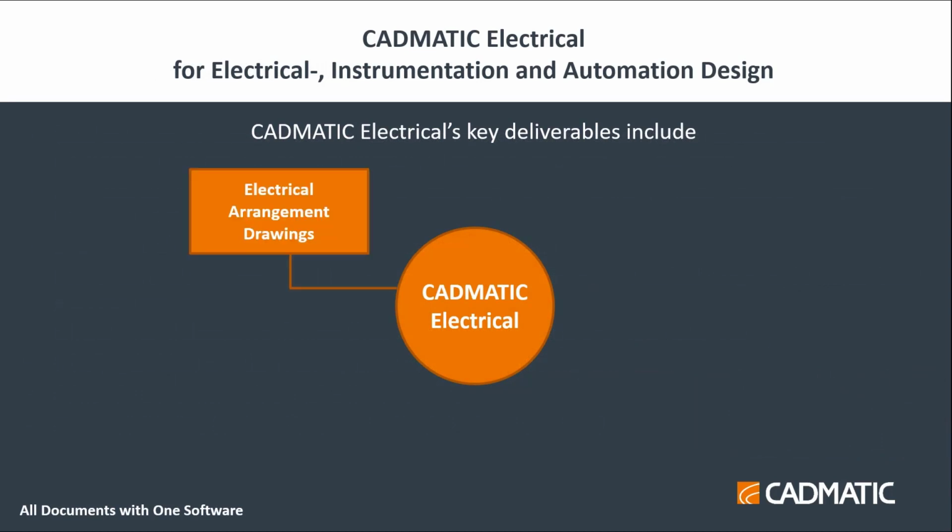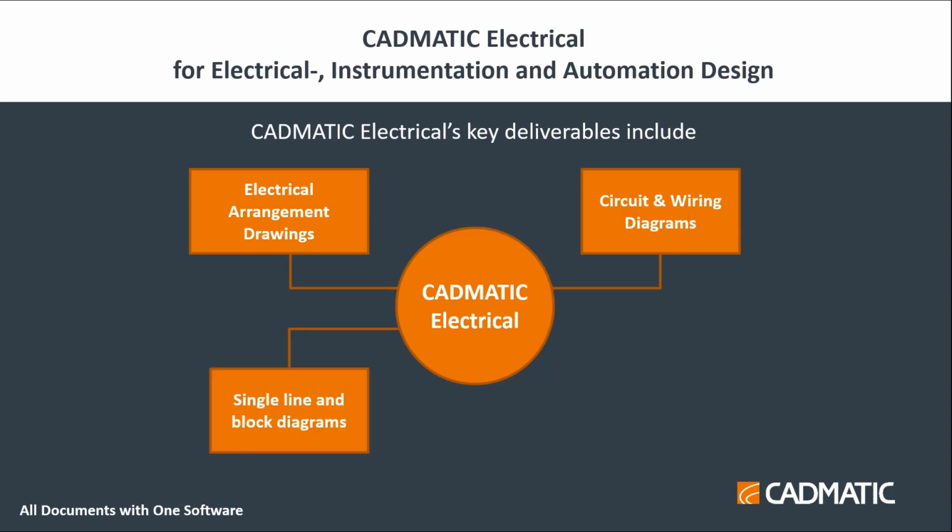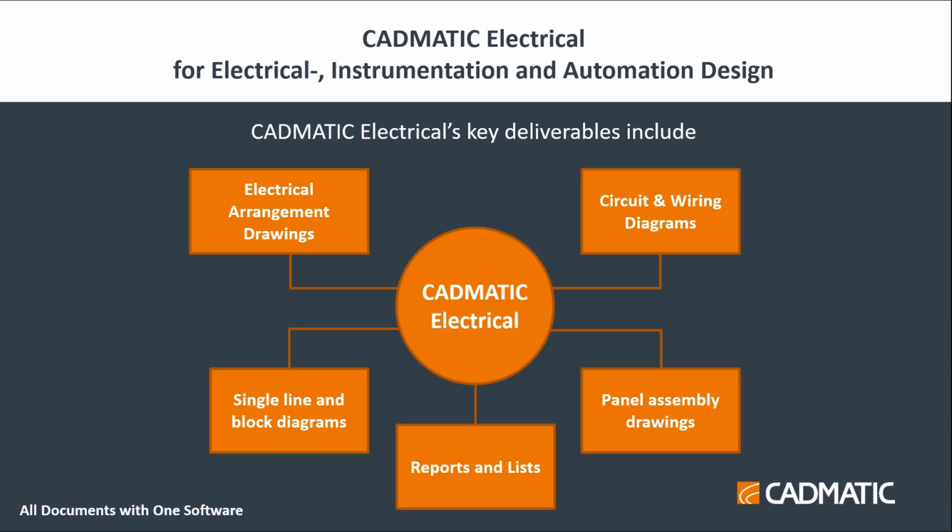CADMATIC Electrical key deliverables include electrical arrangement drawings, the deck plan drawings, circuit and wiring diagrams, single line and block diagrams, panel assembly drawings, and of course the reports, connection lists, all these kind of documents. And as mentioned, it is a database-based tool. If a motor, for example, has occurrence on single line, circuit diagram, electrical arrangement, you make a change there in single line, then all the other documents will be automatically updated.